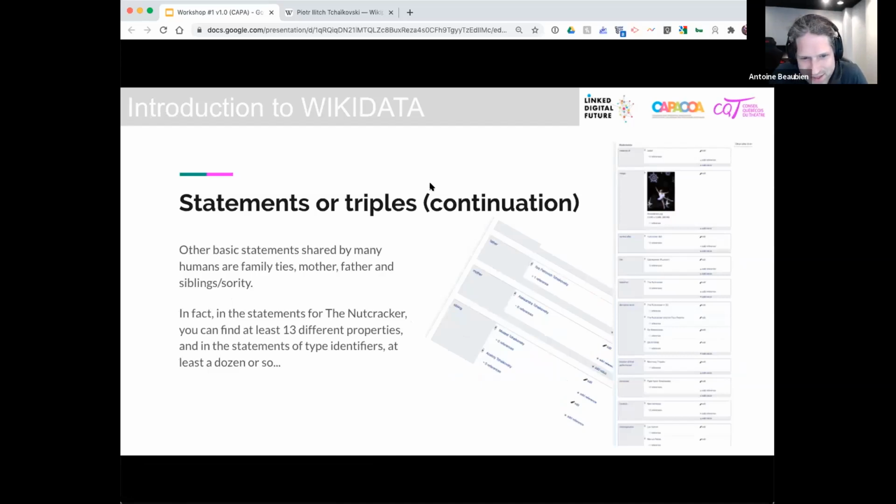There are some statements that are very common, like every human being probably has family ties. So you have father, you have mother, you have siblings. So if you go to see the Nutcracker, you'll see that there are quite a few. See, we have the whole smaller, but you can see that the picture is actually one of the declarations. So here the value is a picture.